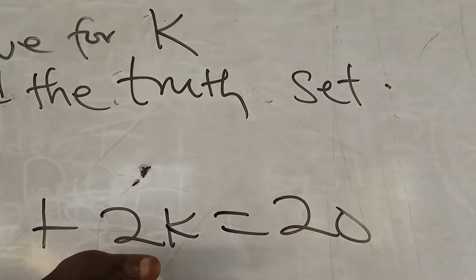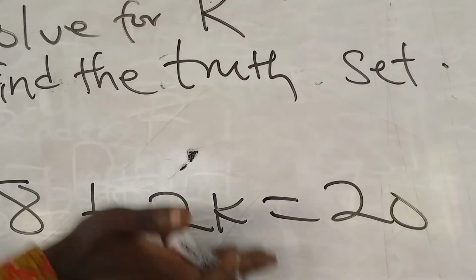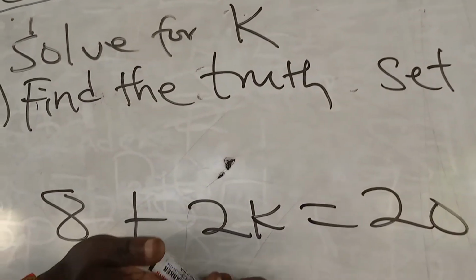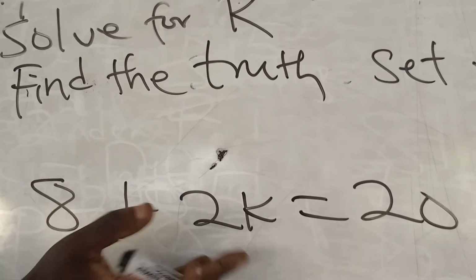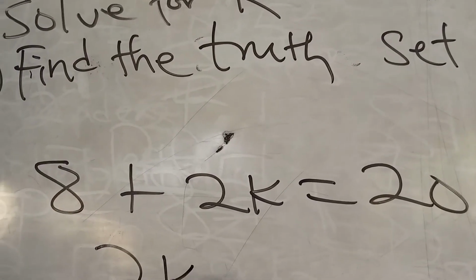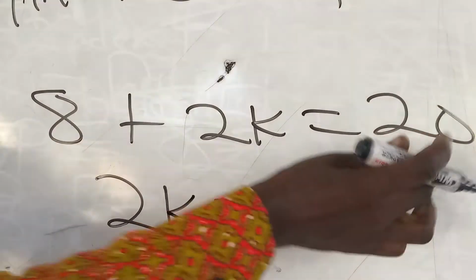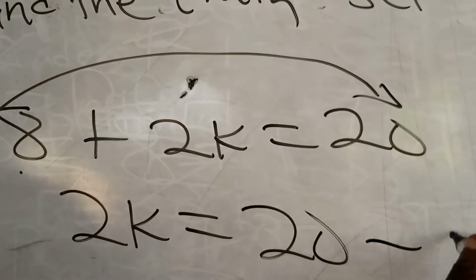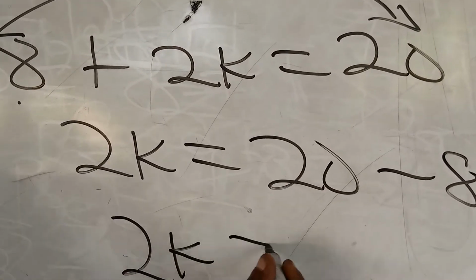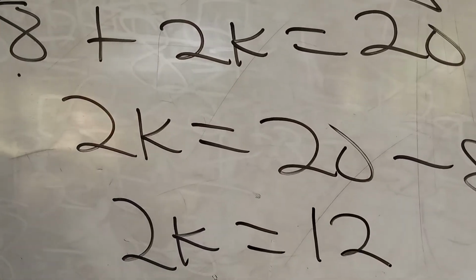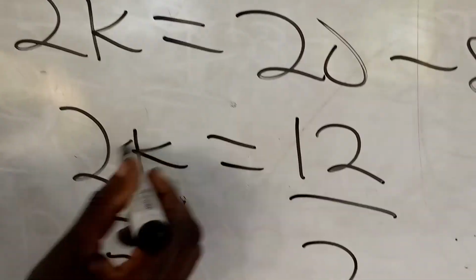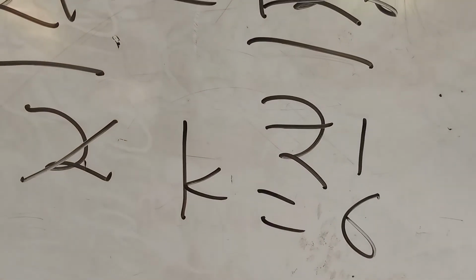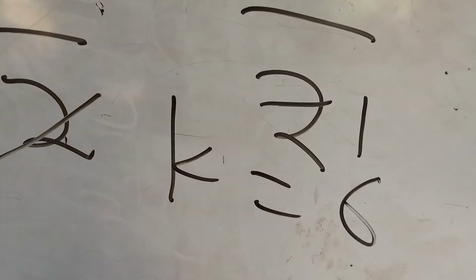Instead of them giving the question in this way, they rather bring many expressions. So you should simplify it to be this way. So 2k is equal to, we are grouping like terms. You write your 20, this one crosses the equal sign, becomes negative. 2k is equal to 12. We divide both sides by 2. Our k is 6. It's not always you will get a whole number. There are times you will get a fraction.